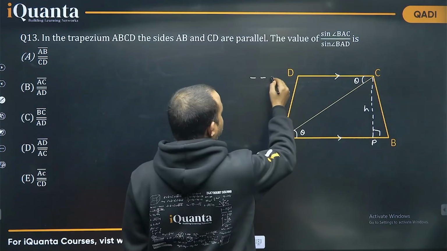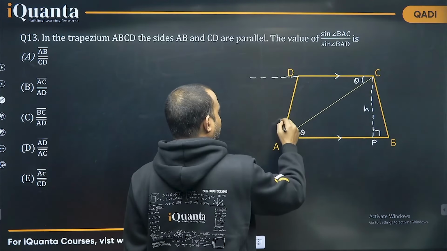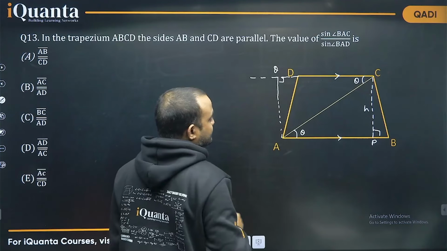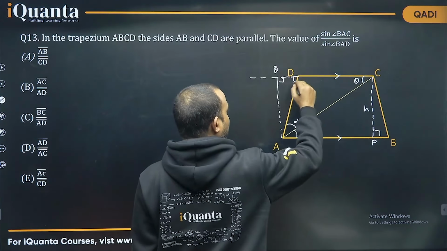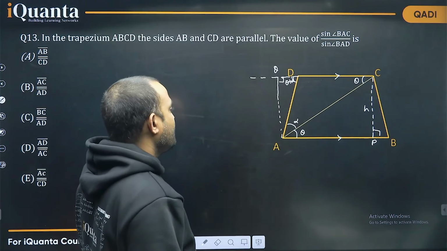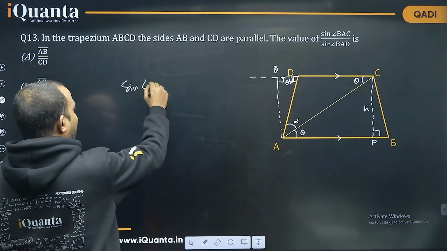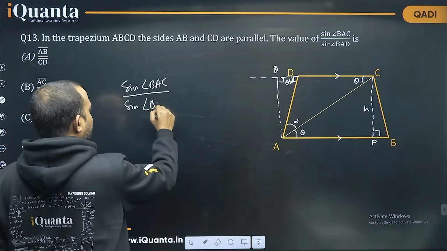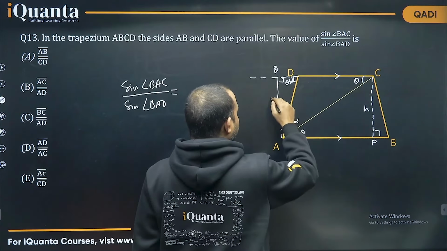Similarly, I can extend this CD and I can draw a perpendicular from here. Let's say this point is Q. Can I say if this angle is alpha, then angle ADQ will be theta plus alpha, right? Now, what we can say about sine of angle BAC upon sine of angle BAD. Both of these heights will be equal. AQ will be equal to CP, right? Let's say this is height H.